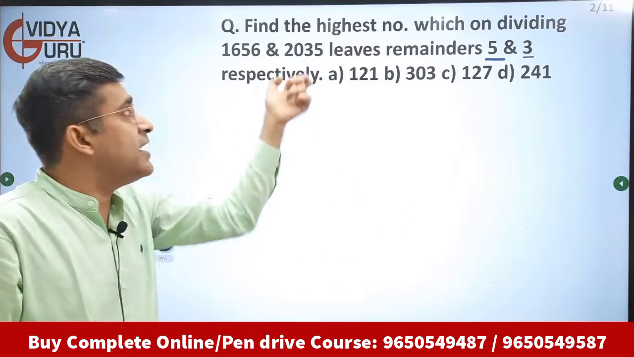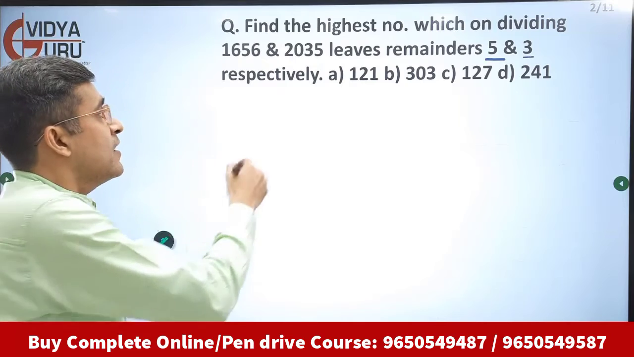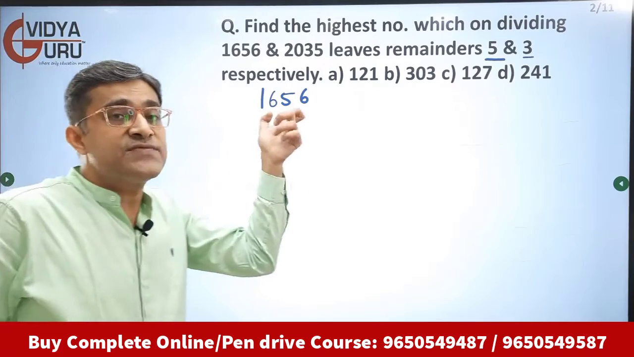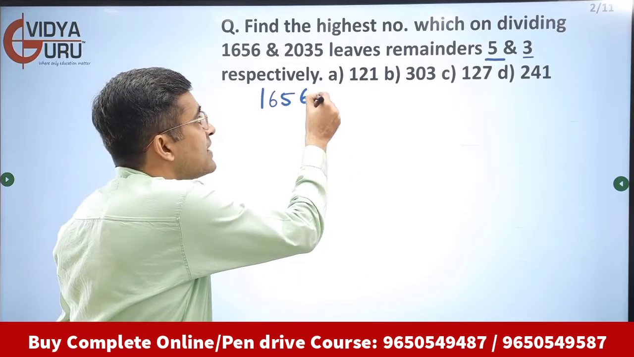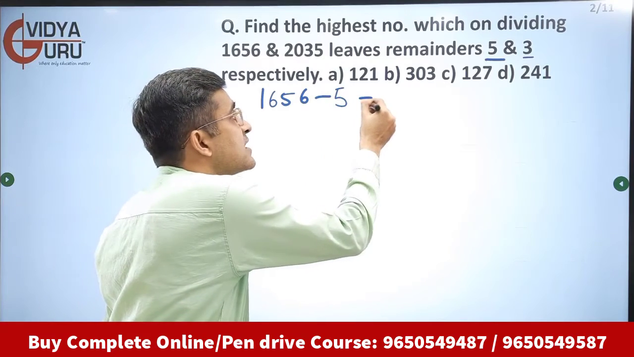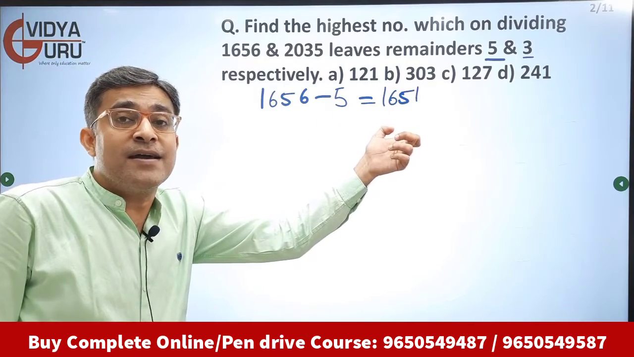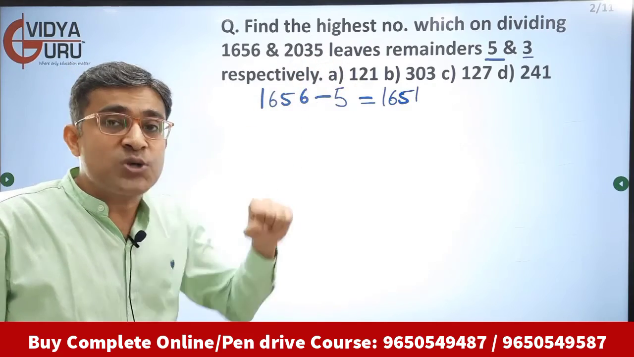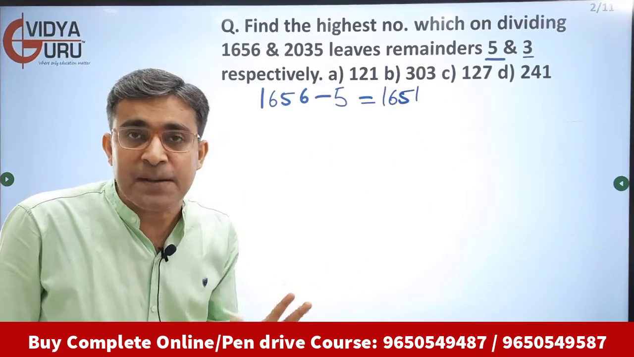That means it does not divide 2035 completely. So how do I proceed? I look at this 1656. I know that when 1656 is divided, the remainder left is 5. So if I subtract this 5, then I'm left with 1651. And this 1651 will leave no remainder because the extra 5 has already been subtracted. What was extra has already been taken away. So 1651 will be completely divisible by this number.